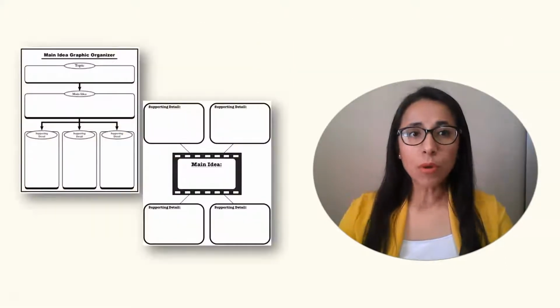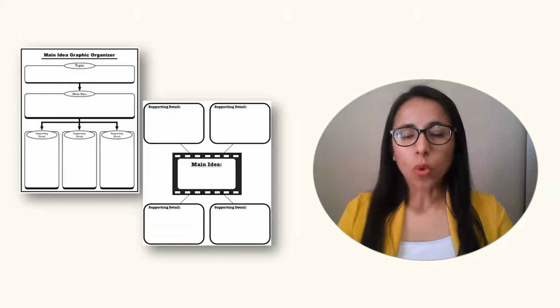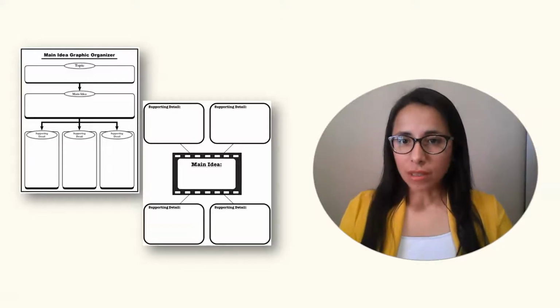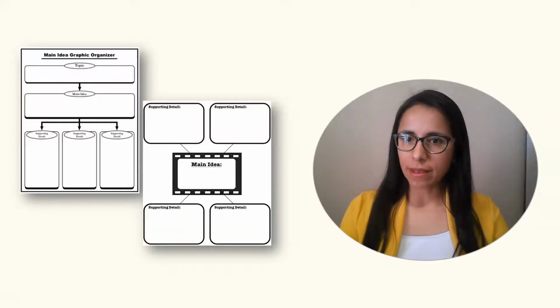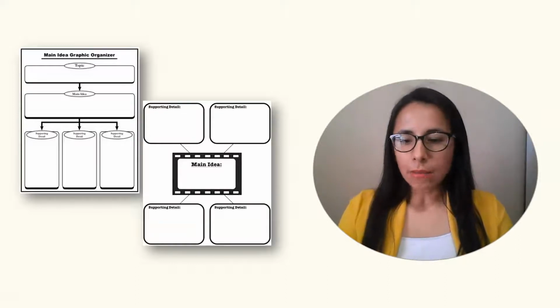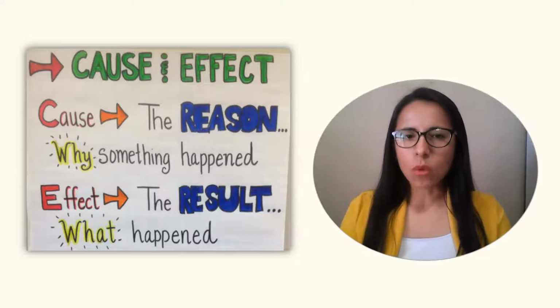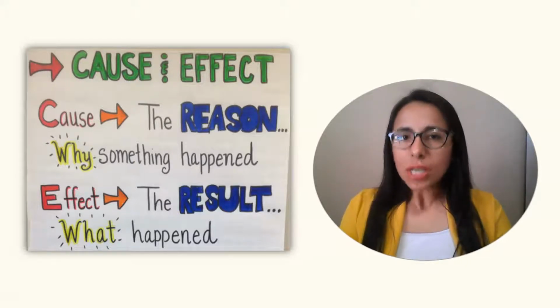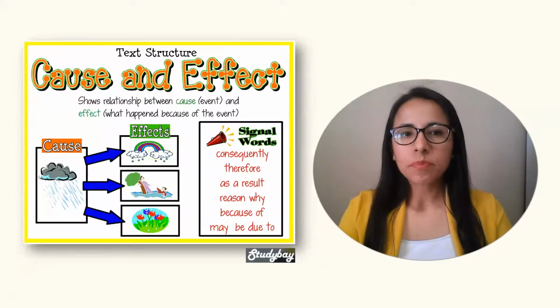So, remember, refresh your memory, activate your background knowledge by reviewing what you did yesterday. We talked about drafting the main idea and getting the supporting details that back your decision. So then the second step is to remember what is a cause and what is an effect. The cause is the reason of why something happened. Basically, it's the why something happened. And the effect is the result, basically what happened.